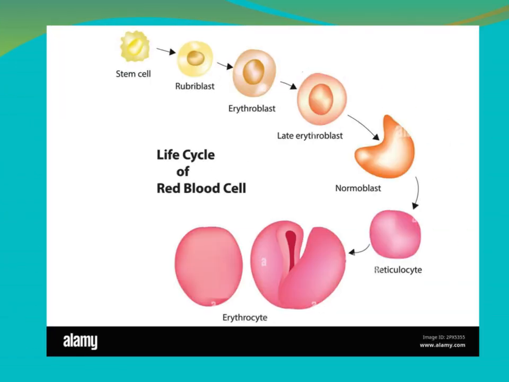This is the life cycle of red blood cells. Stem cells convert to rubriblast. Rubriblast converts to erythroblast. Erythroblast converts to late erythroblast, and late erythroblast converts to normoblast without nucleus, and normoblast converts to reticulocyte. Reticulocyte is an immature red blood cell. Reticulocyte converts to erythrocyte. Erythrocyte is a RBC.